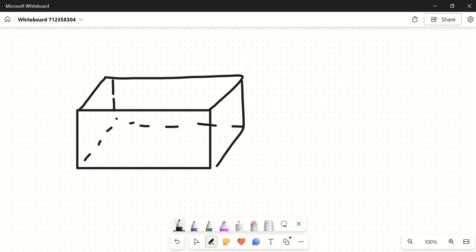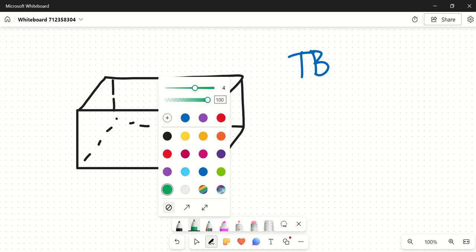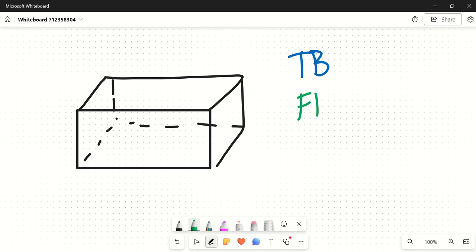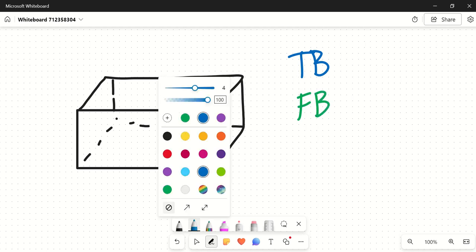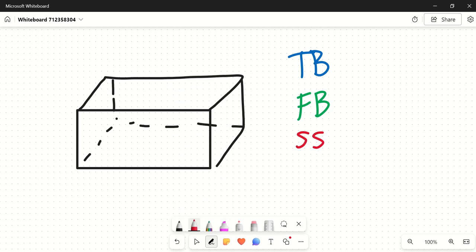What were the 3 sides? Remember, the sides paired up. What are the pairs of sides here? Top and bottom. We'll put TB for top and bottom. The top and the bottom are the same measurement. Remember, this is a quadrilateral. These are all right angles. That means the top and the bottom are the same. The front and back are the same. And the last one is the 2 sides, and I usually just indicate them as SS.